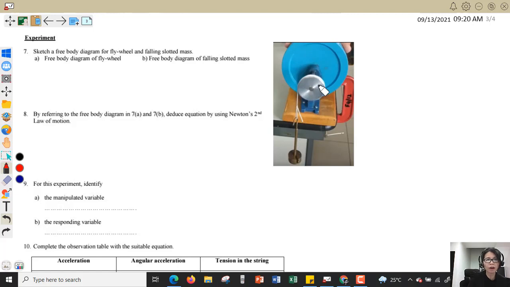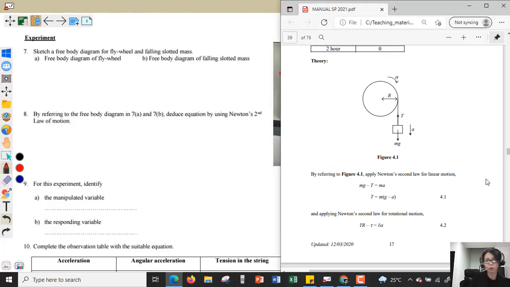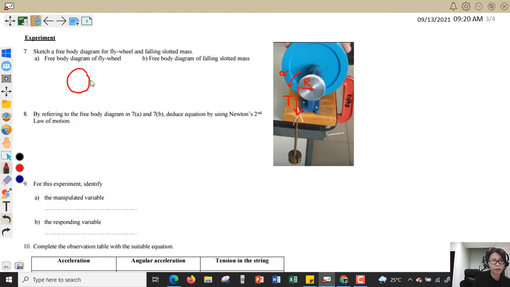For the axle of the flywheel, there is a tension at the edge of the axle, at a distance r from the center of rotation. This tension will produce torque that rotates the flywheel. If you refer to your lab manual, this will be the free body diagram for the flywheel. At the edge of the axle, at a distance r from the center of rotation, we have tension T. Then it will create an angular acceleration for the flywheel.